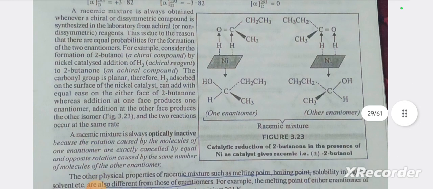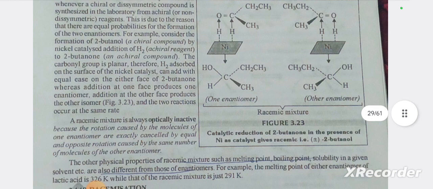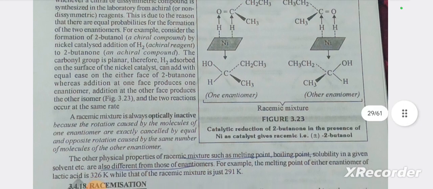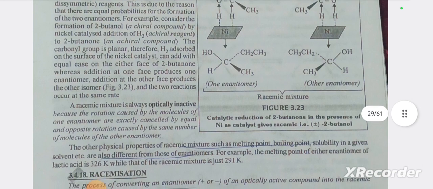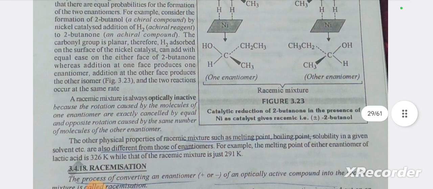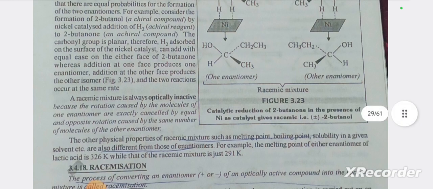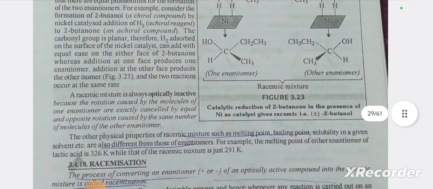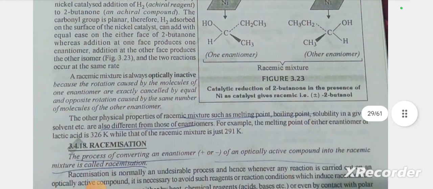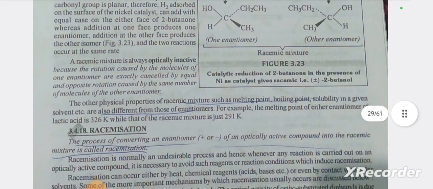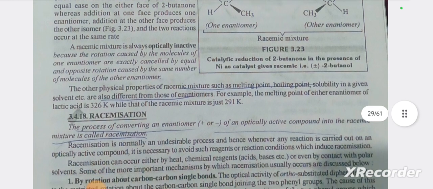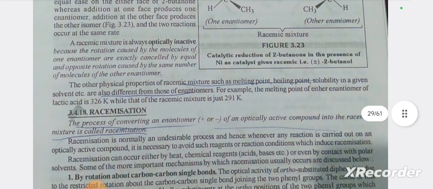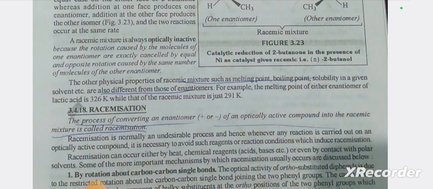A racemic mixture is always obtained whenever a chiral or dissymmetric compound is synthesized in the laboratory from achiral reagents. This is due to the reason that there are equal probabilities for the formation of the two enantiomers. For example, consider the formation of 2-butanol by nickel catalyzed addition of H2 to 2-butanone. The carbonyl group is planar, therefore H2 adsorbed on the surface of the nickel catalyst can add with equal ease on either face of 2-butanone. Addition at one face produces one enantiomer, addition at the other face produces the other isomer, and the two reactions occur at the same rate.